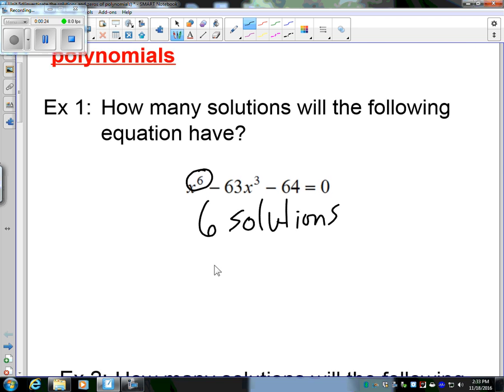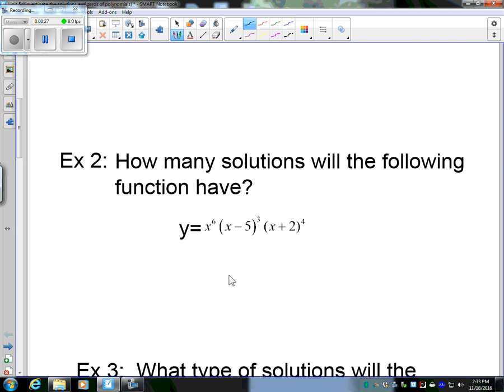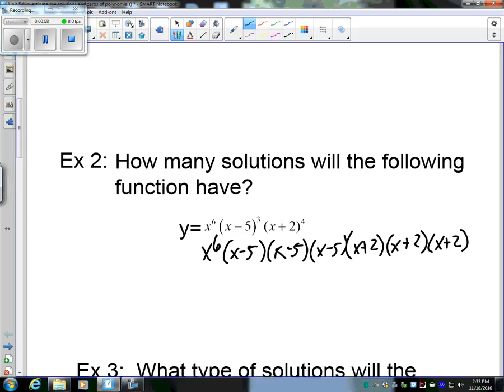Let's look at example 2. How many solutions will the following function have? So your first thought is just look for the biggest exponent. Well, this problem is not in polynomial form, standard form. So you'd have to multiply out: you have x to the 6 times x minus 5 times x minus 5, because it's to the third, so x minus 5 times x plus 2 times x plus 2 times x plus 2 times x plus 2.